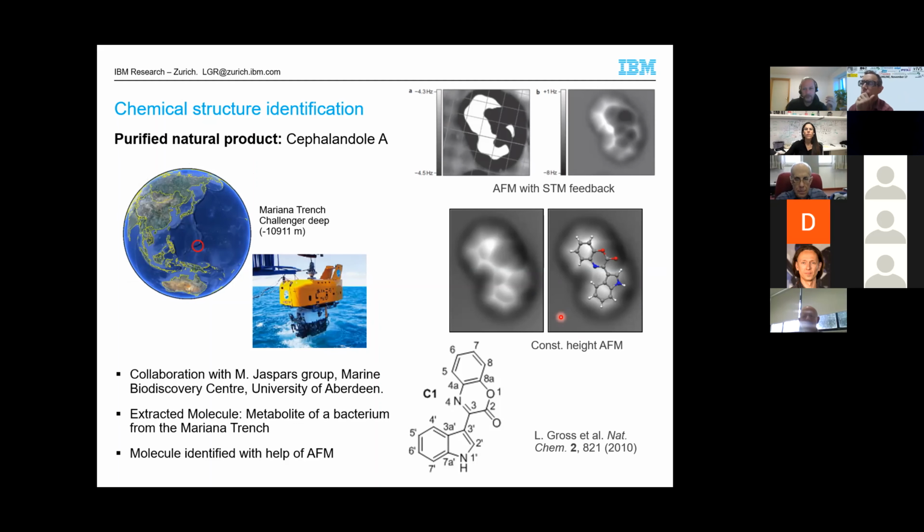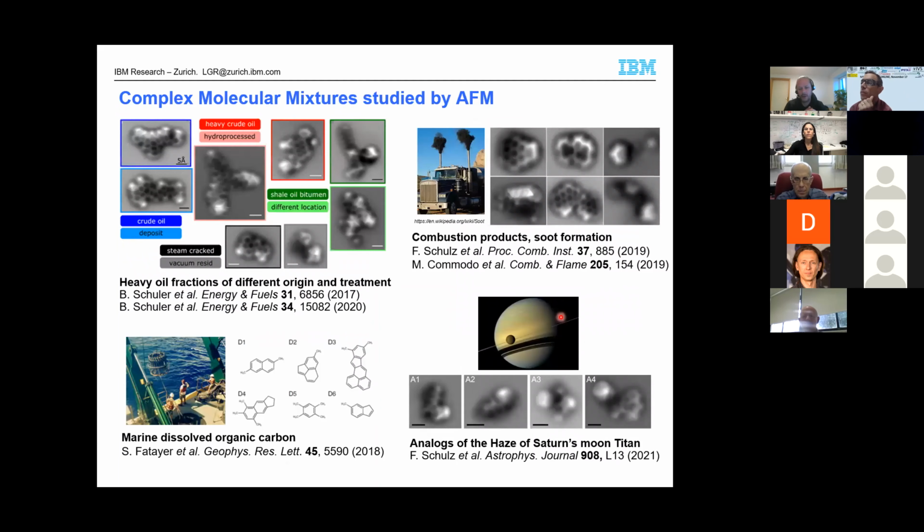So if you do not have a pure compound, but you have a mixture of molecules, now AFM is great because you can study that mixture molecule by molecule. And here we could apply our tool to do it that way in different fields.